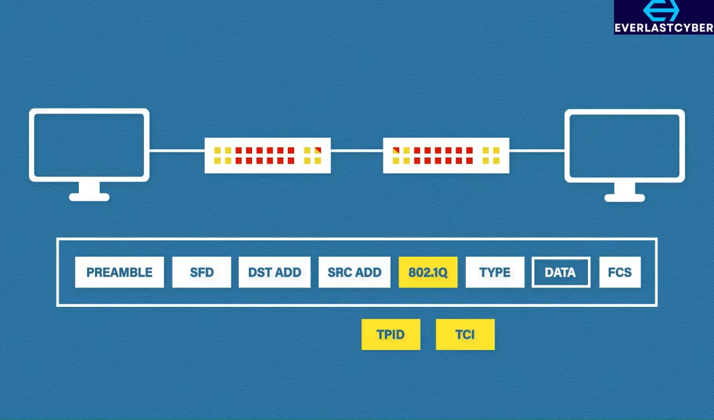TPID or tag protocol identifier. This is used to identify the frame as an 802.1Q tagged frame. It could also be ISL but is rarely used today. TCI or tag control information. This contains 3 bits of information: the priority, DEI or drop eligible indicator, and most importantly, the VLAN ID. This tag field is then read and removed by the receiving switch.